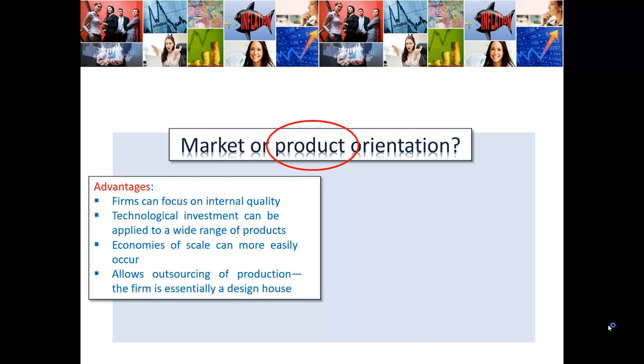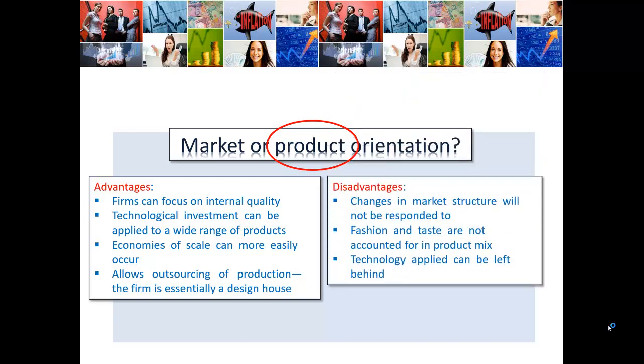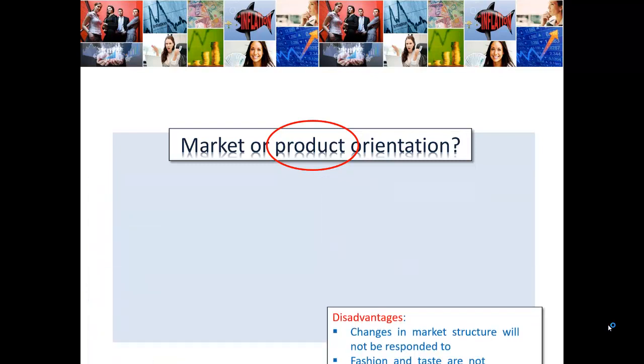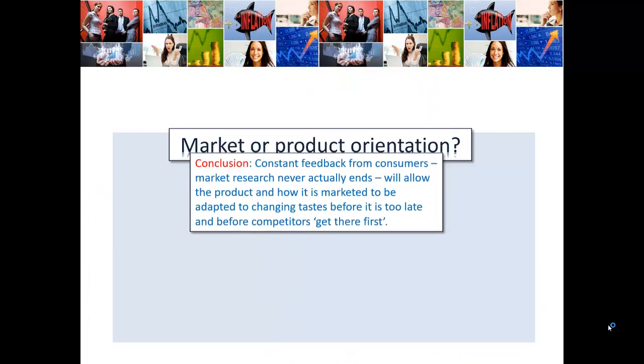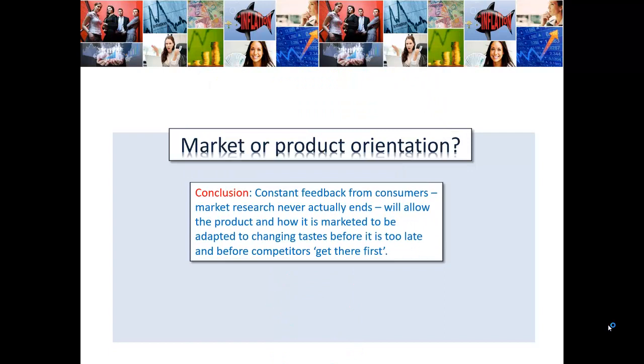Economies of scale can more easily occur, and it allows the outsourcing of production, so the firm can become essentially a design house, such as Apple is today. Disadvantages: changes in the structure of the markets will not be responded to, or will be responded to too slowly. So fashion and taste are not accounted for in the product mix, and technology applied can easily be left behind. Technology can become obsolete pretty quickly.